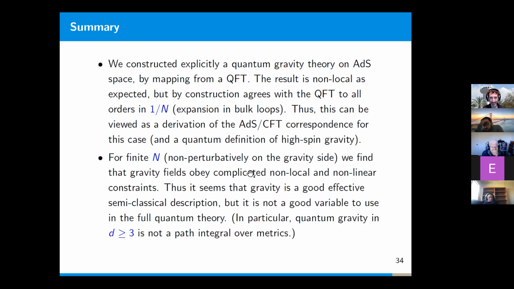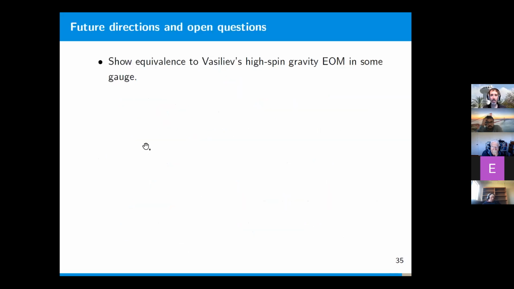So the bottom line, at least in this example, seems to be that gravity is very good as an effective semi-classical description that captures the large N limit on the field theory side, but it's just not a good variable to use if we want to discuss the full quantum theory. And in particular, quantum gravity in these large numbers of dimensions cannot just be viewed as a path integral over metrics. Rather, in the full quantum theory, the metric obeys highly complicated constraints, and it's just not a useful variable. So there are many future directions and open questions.